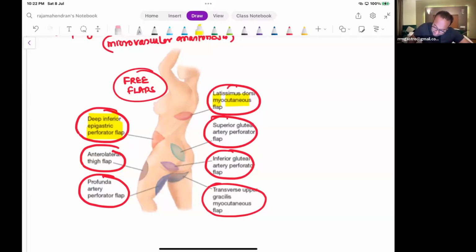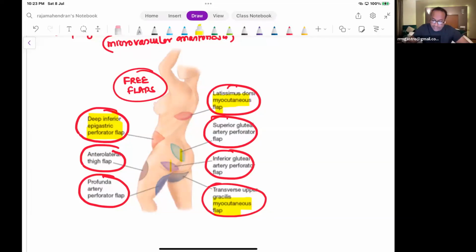Sometimes we don't use muscle. These are all myocutaneous flaps also. In the gluteus, if I only take the gluteal fat, I don't use the muscle. So there are two types of flaps: either you can use muscle containing subcutaneous fat, or only subcutaneous fat. That is the difference. Myocutaneous means it contains muscle also.